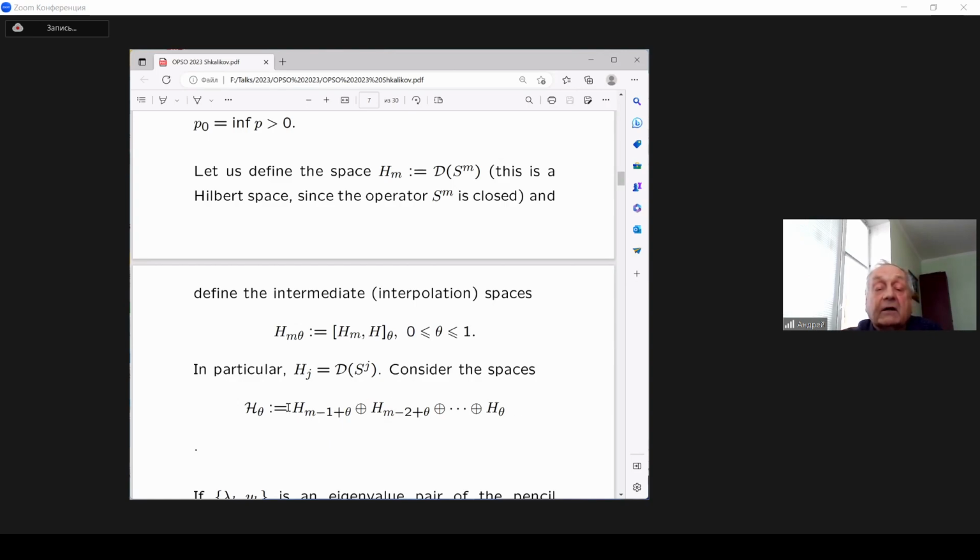The first space has a topology stronger than this one, because here it is minus 1, here minus 2. And the last space is with the weakest topology, H_zeta.